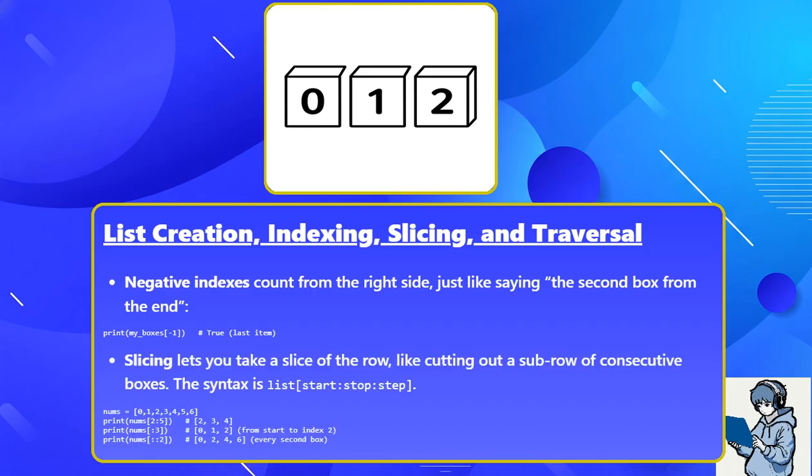Slicing lets you take a slice of the row, like cutting out a sub-row of consecutive boxes. The syntax is list[start:stop:step]. nums = [0, 1, 2, 3, 4, 5, 6]. print(nums[2:5]) prints 2 3 4. print(nums[:3]) prints 0 1 2, from start to index 2. print(nums[::2]) prints 0 2 4 6, every second box.